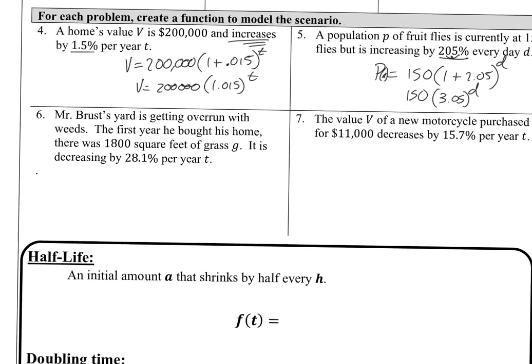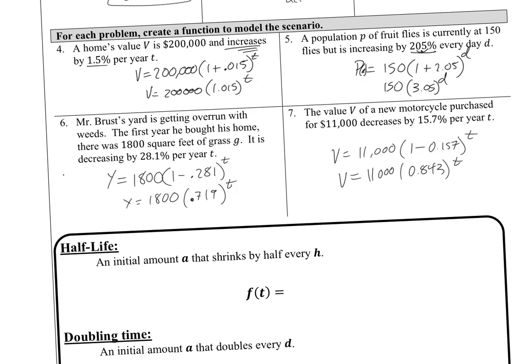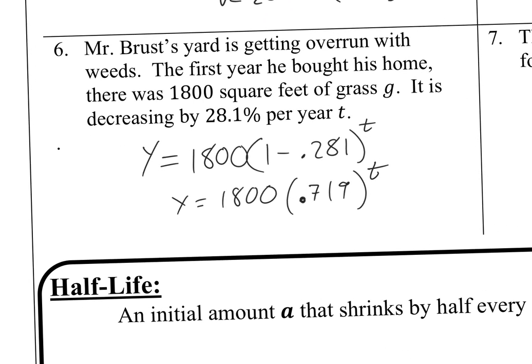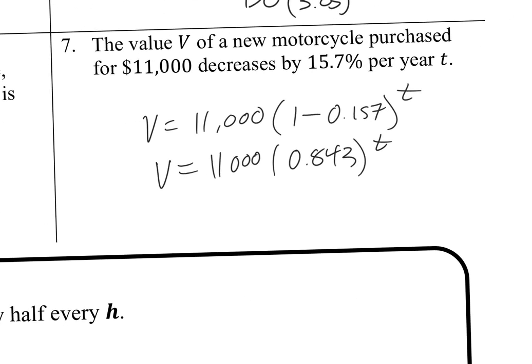All right, why don't you try the next two on your own, see if you can figure it out, and then unpause the video when you're ready to check your work. All right, so for number 6, they tell you that it's decreasing by 28.1%. So convert that to a decimal and then subtract from 1. There's your equation. Boom, easy peasy. For number 7, they're telling you it's decreasing by 14.7%. Again, convert that to a decimal and then subtract from 1, and you have your equation.